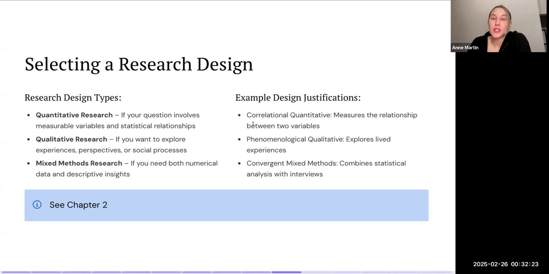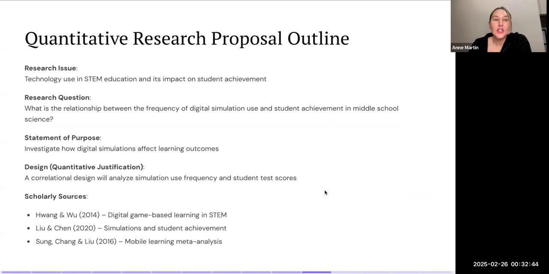So if you are proposing correlational quantitative research, your justification could be you want to measure the relationship between two variables. If you are proposing qualitative, you could be specific: phenomenological qualitative to explore lived experiences. Or mixed methods: combine statistical analyses with interviews. So I have a few examples here of some proposal outlines that you can take a look at to see what I'm looking for.